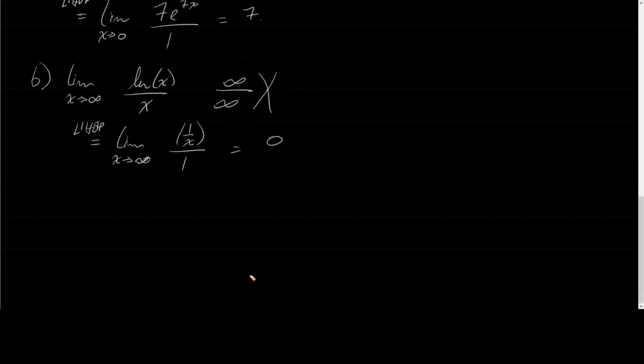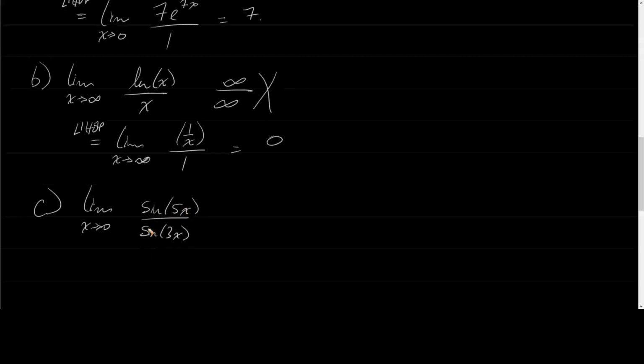Next one. So that was B. C. Let's say that I have the limit as x approaches 0 of sine of 5x over sine of 3x. Now this limit you should recall from Calc 1, how to figure this out. There are algebraic ways to figure this one out.